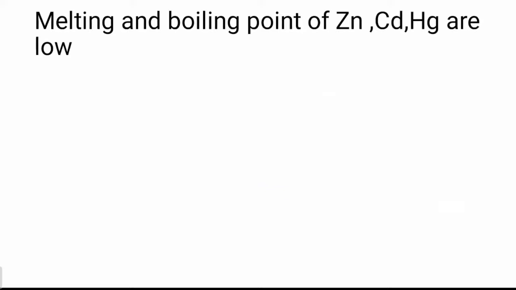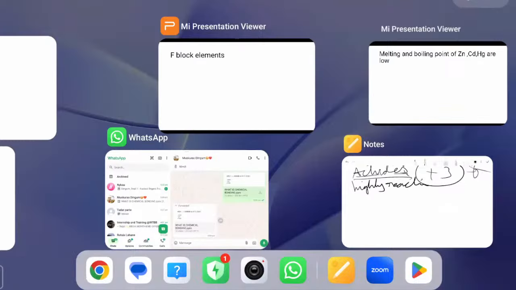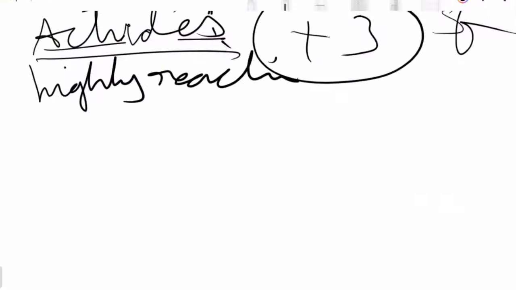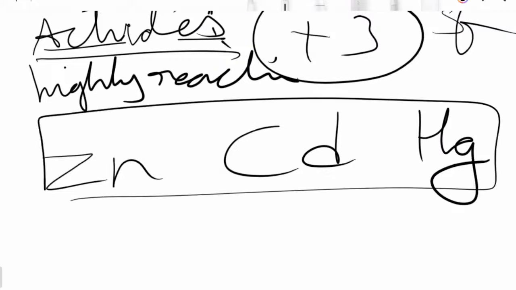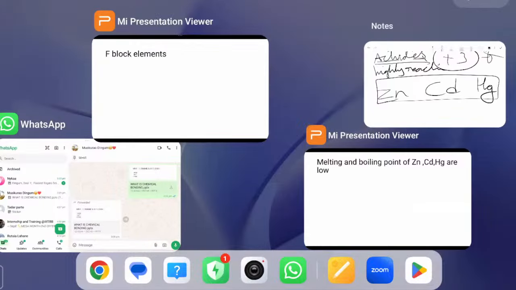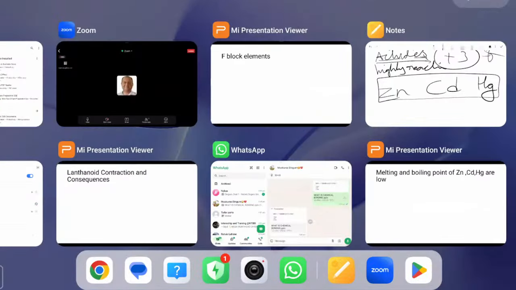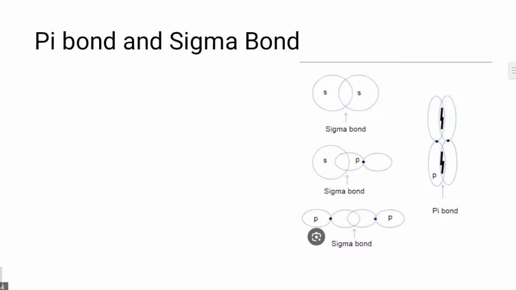There is a question: the melting and boiling points of Zn, Cd and Hg are low. We just saw what Zn, Cd and Hg are, so let's talk about them. Which block and which group do they belong to? Let's go back to the table and see. They belong to group 12.